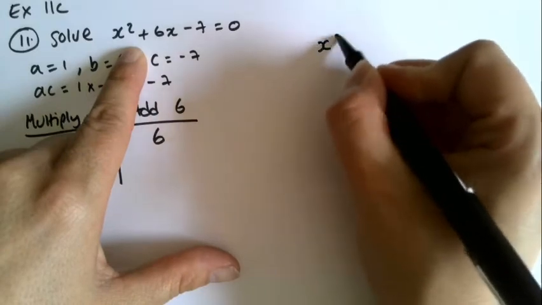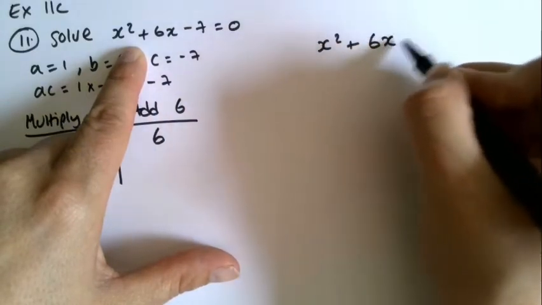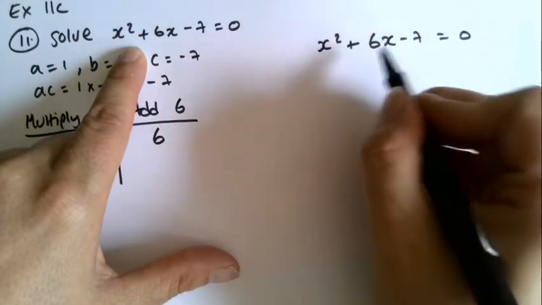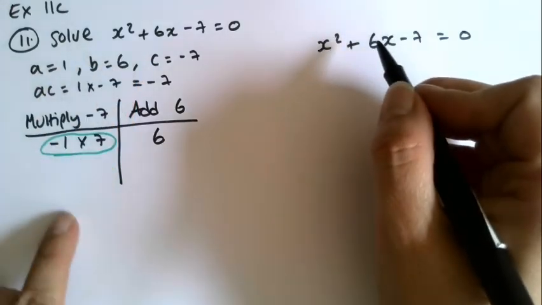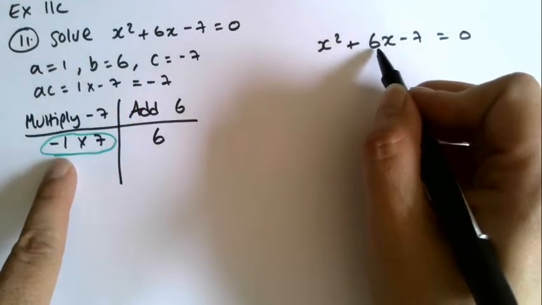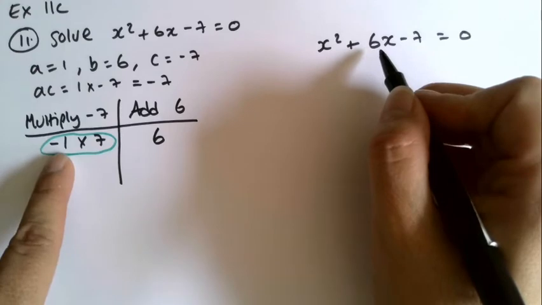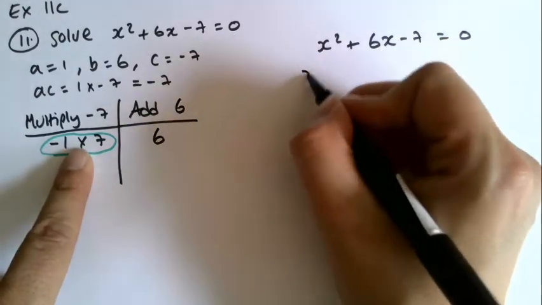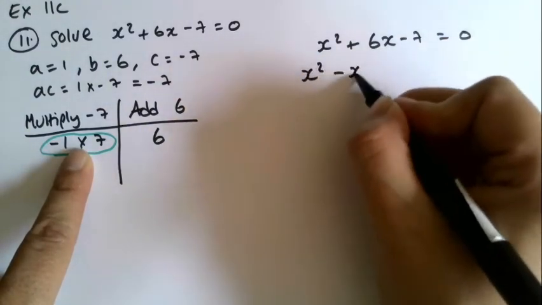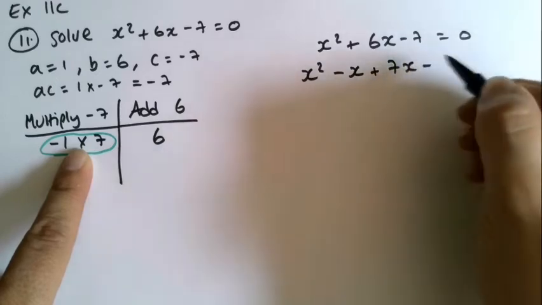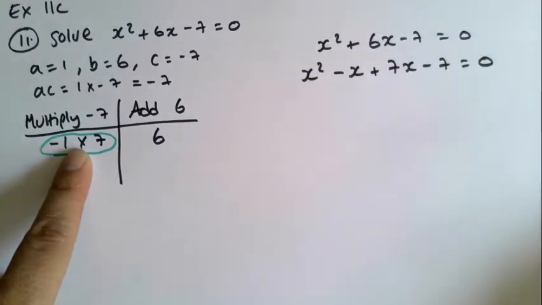So x squared plus 6x minus 7 equals 0. Remember, split up your 6x into these two things. So we're splitting up 6x and writing it as minus 1x plus 7x. So x squared minus x plus 7x minus 7 equals 0.